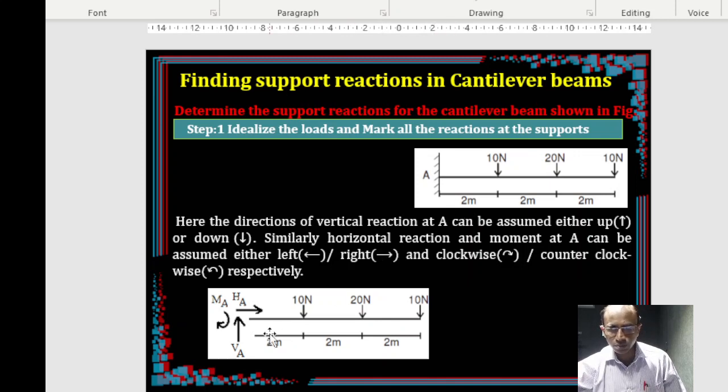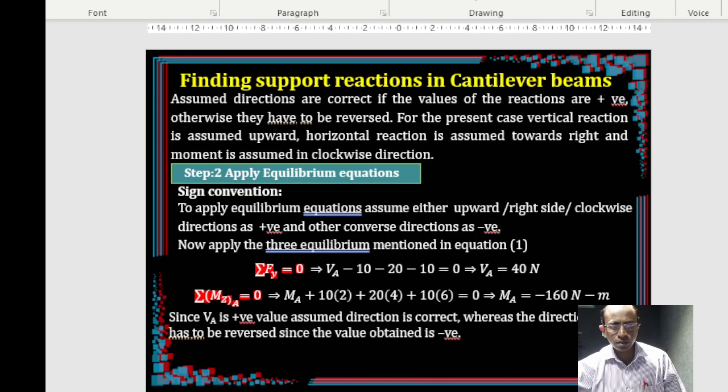So for a fixed support, now we marked a vertical reaction upwards, which is an assumption, remember. Horizontally, on the right side we have kept one, and there is a moment like this. After marking this, the next step is, as I said earlier, only equilibrium equations apply, and you will get the solution. So the second step is simply the application of the equilibrium equation.